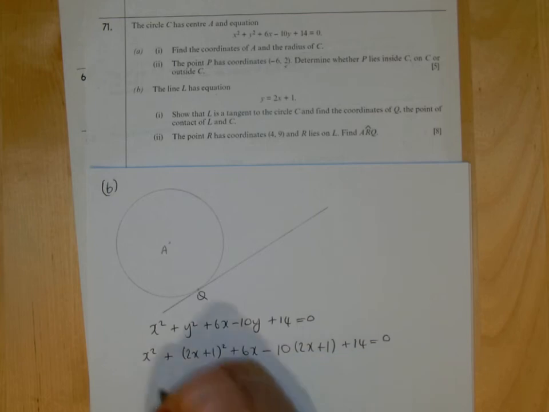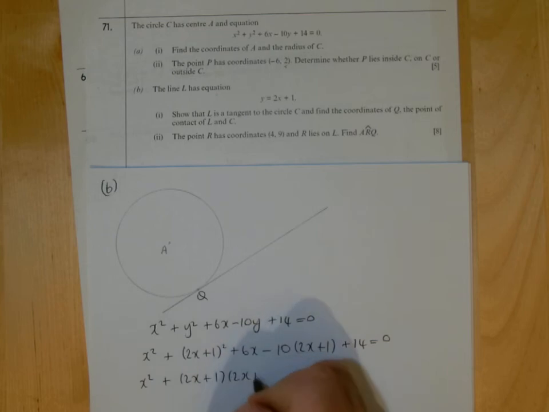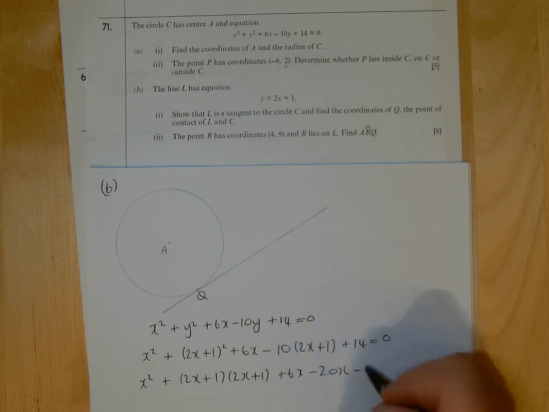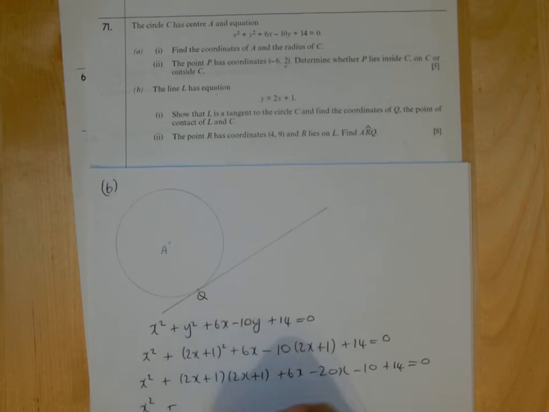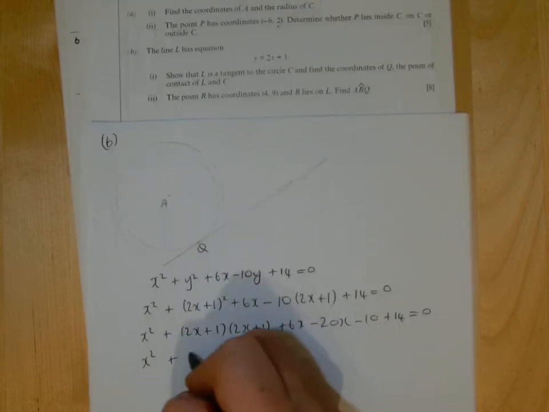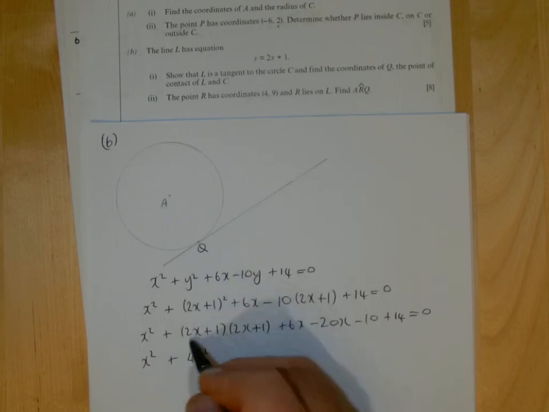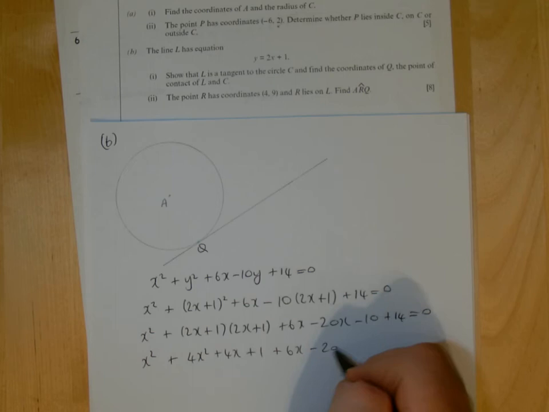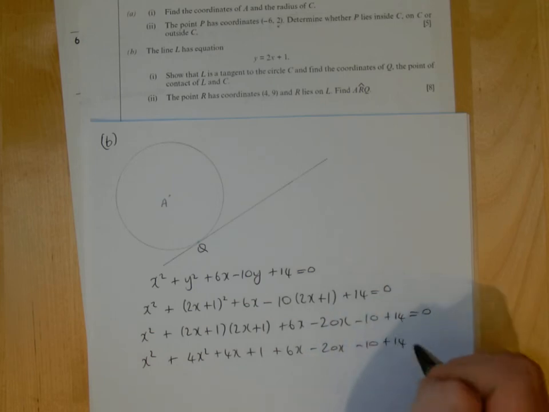So it's a case then of expanding and simplifying and so on. Here we'll write the bracket out twice. We've got plus 6x from there, and then we could expand this now already. So minus 10 times 2x is minus 20x. Minus 10 times 1 is minus 10, plus 14 equals 0. So then let's expand this double bracket here. I've got 4x squared first, and then the outers is 2x, the inners is 2x, so that's plus 4x in total. Last is 1, plus 6x minus 20x minus 10 plus 14 equals 0.